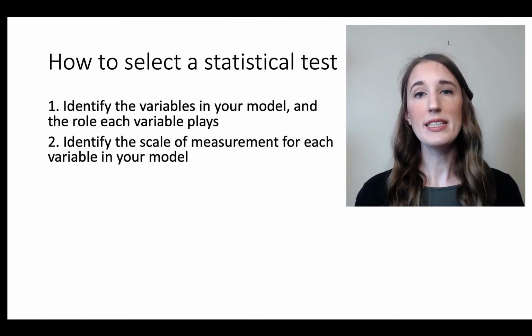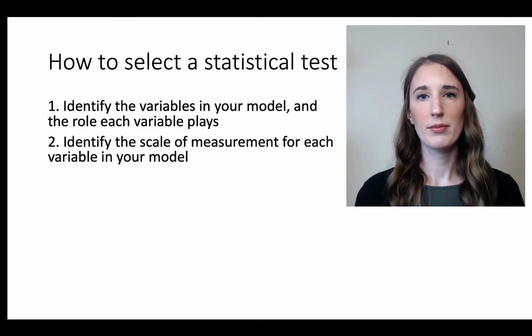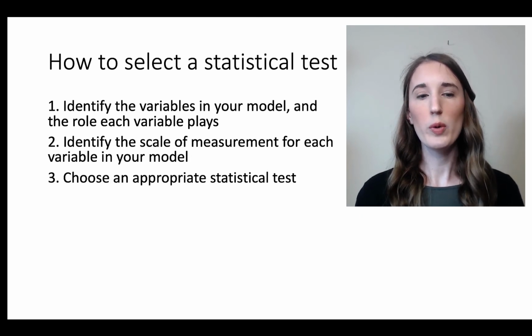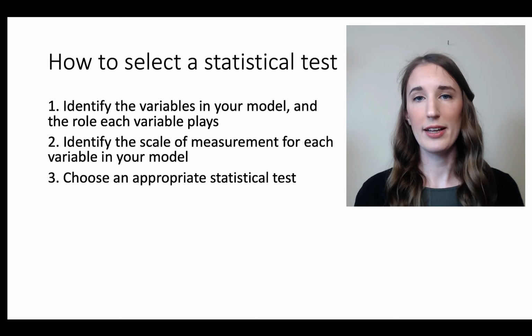Next, I need to identify the scale of measurement for each variable. We'll talk about what this means in a moment, but in order to do this, you'll need to have a solid understanding of how each variable was operationalized. This just means how did you measure or manipulate each variable in your study. Once we've answered 1 and 2, we're ready to choose an appropriate statistical test. For example, we might decide to use a decision tree like the one I'll show you in today's video.